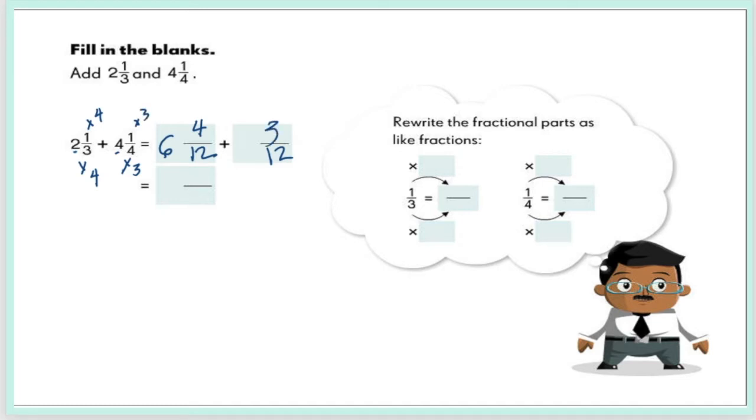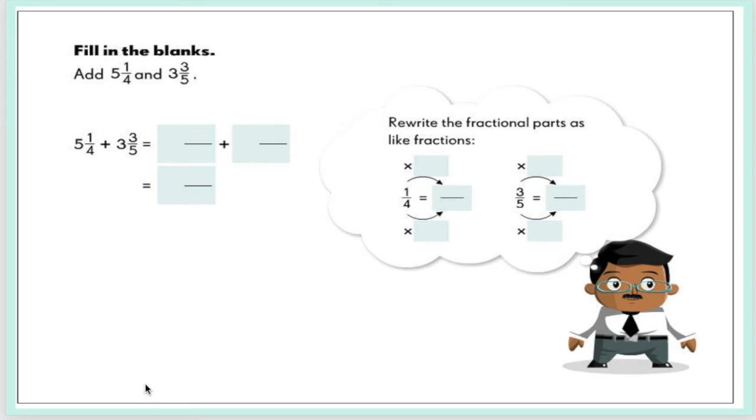Now we are ready to add. So we put the whole number 6 here. 4 plus 3 is 7, and then retain the denominator 12. So the final answer is 6 and 7/12.